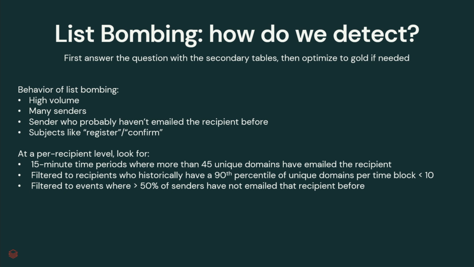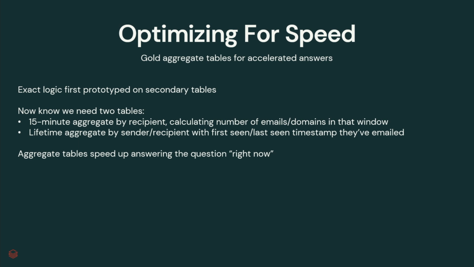Finally, we want to check if most of these emails coming to the recipient during the time window are actually from email addresses which have never emailed them before. And so this logic can be produced entirely from that sender-recipient secondary table. But deciding where to draw the lines is somewhat arbitrary, and so that was something that needed to go through several rounds of tweaks to get it right.